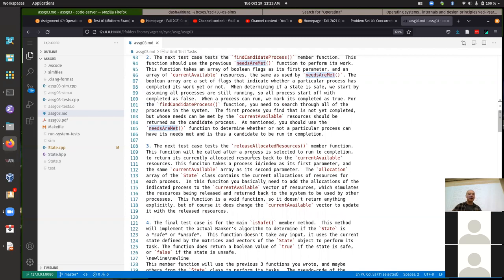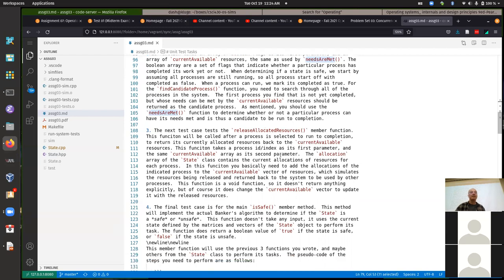And then finally, the third helper function that's used by is safe: release allocated resources. So when you find a candidate, we simulate it running to completion, and then we release all of its allocated resources back to the currently available, and then keep going to see if we can find another candidate. So release allocated resources is the implementation of simulating a process running to completion, and then returning its resources back to the available resources so that we can check and see if other processes are candidates.